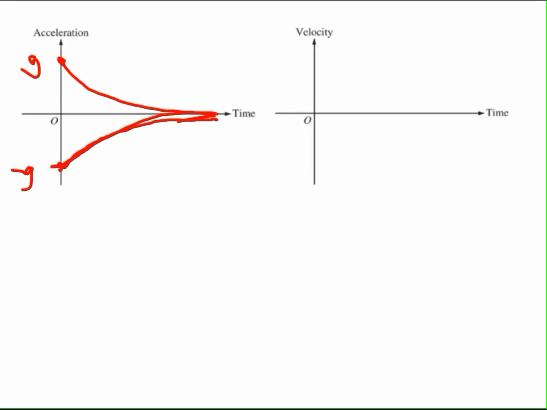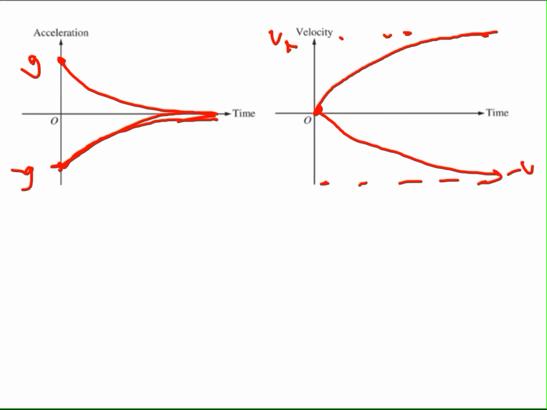Now the velocity, again, if we're talking about magnitude, would start at 0. We get faster and faster and faster, but level off at vt. If we're not talking magnitude, then it's going to look like this, and level off at negative vt.